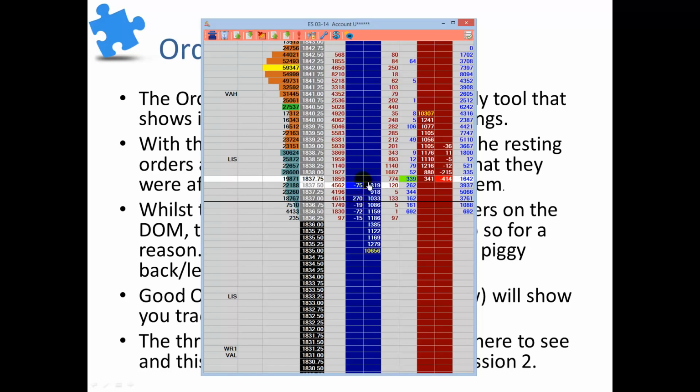But the thing is, you can get kind of caught up in all of this pulling and stacking activity. The most important information, even when you're looking at the DOM, is the trades that are actually executing at each level. Now, the DOM is very much a right here, right now tool. So it's most beneficial at refining an entry or assessing if a trade is on side just after you've entered. There's very little history on the DOM.